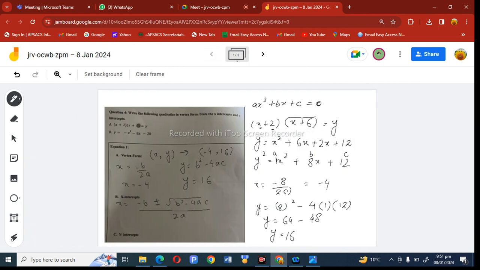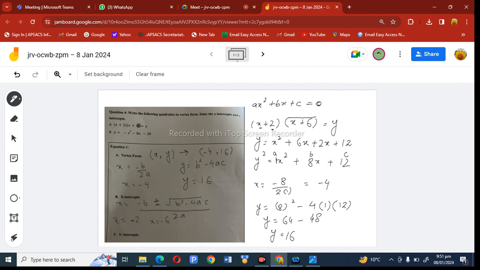So your x-intercepts are negative 2 and negative 6. Okay, there are two x-intercepts, negative 2 and negative 6. So you write it down as x is equal to negative 2 and x is equal to negative 6. So these are your x-intercepts.